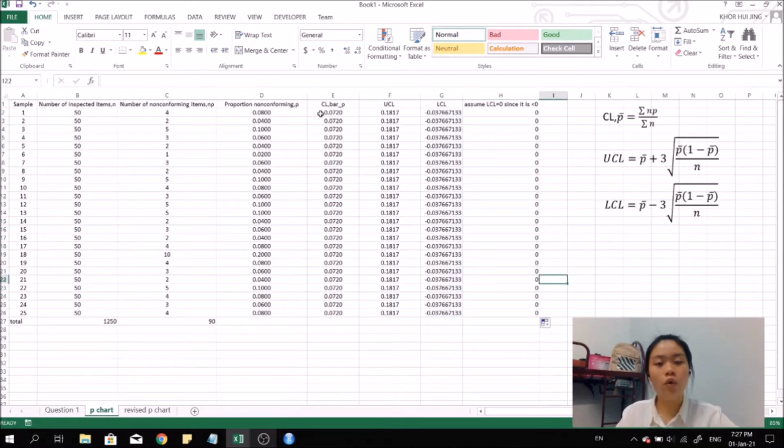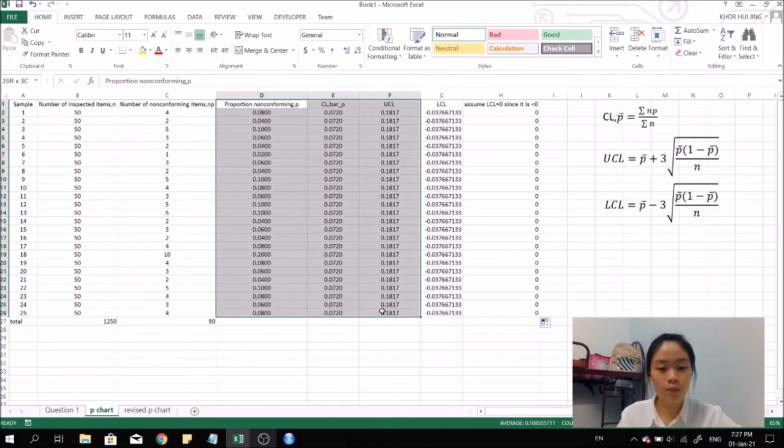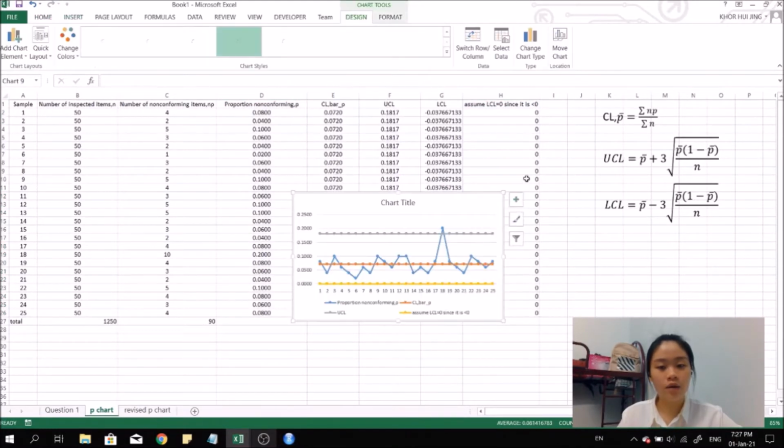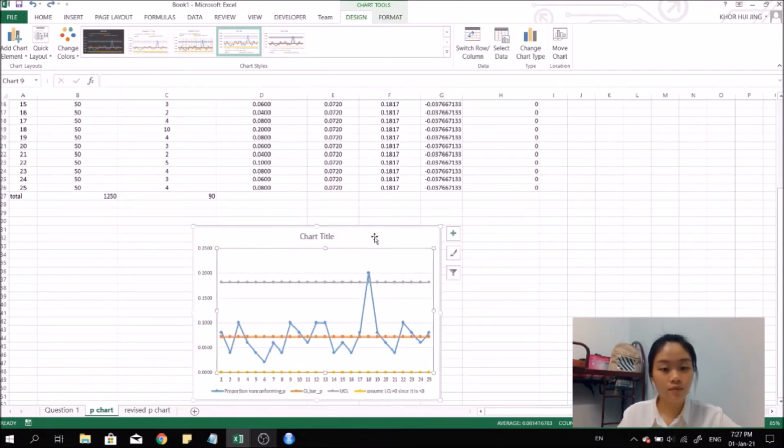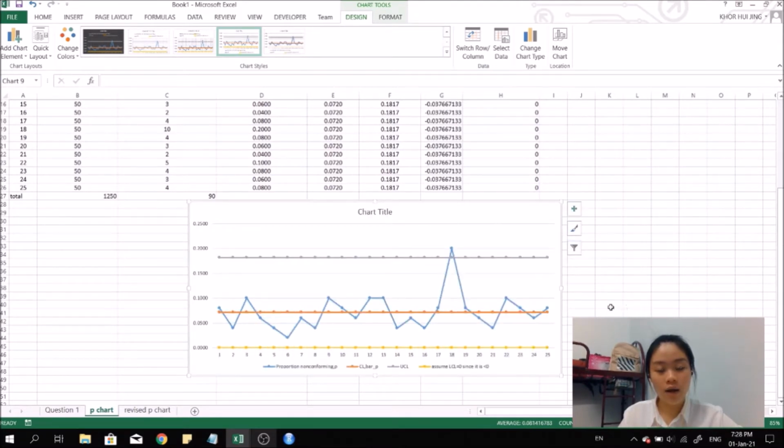So now we need to plot our graph. We select the columns of P, bar P, upper control limit, and the new lower control limit, which is 0, and insert the line graph here. Okay, here we look at our graph. From the graph here we can see that the statistic is not in control, because at sample 18, the proportion non-conforming is 0.2, which is over the upper control limit 0.18. So we need to delete sample 18 to make sure that our statistic is in control.